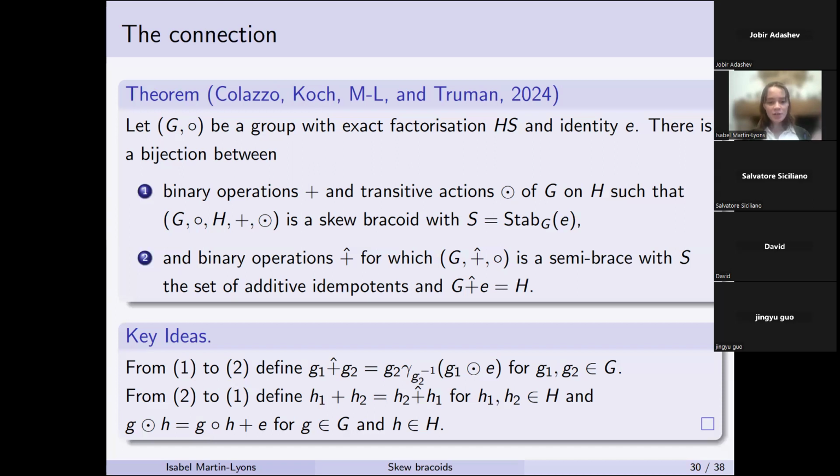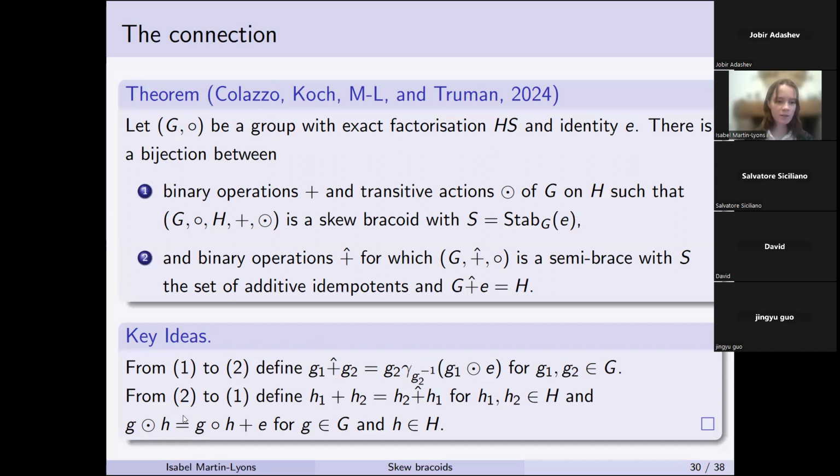If we start with the skew bracoid and we want a semi-brace, we define the plus hat to be G1 plus hat G2 equals G2 gamma sub G2 inverse of G1 acting on the identity. So this G1 acting on the identity is to force the argument into our additive group so that we can apply the gamma function.